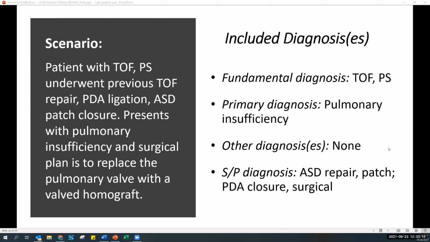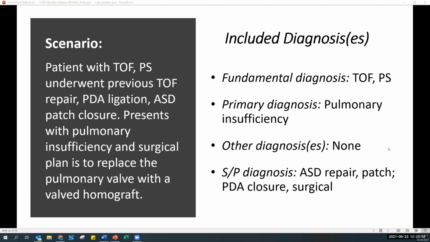So you have a patient with TET pulmonary stenosis, who underwent a previous TET repair, PDA ligation, ASD patch closure. Today the patient presents with pulmonary insufficiency, and the surgical plan is to replace the pulmonary valve with a homograft. So fundamentally, this patient is TET pulmonary stenosis, and that will remain their lifelong diagnosis. Their primary diagnosis, or the reason they're coming to the OR today, is for their pulmonary insufficiency. Do they have any other diagnoses? No, but status post, we have the ASD patch repair and the surgical PDA closure. Now, I know many of you under the other diagnoses would list also the ASD and the PDA there.